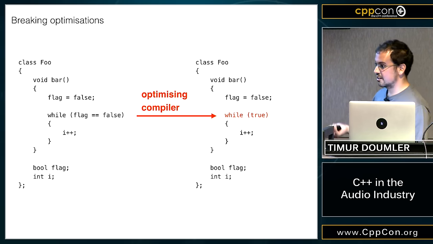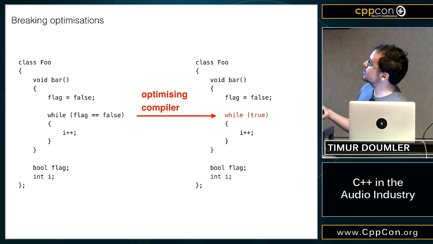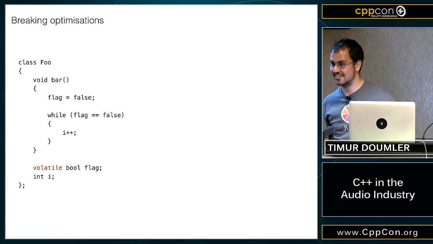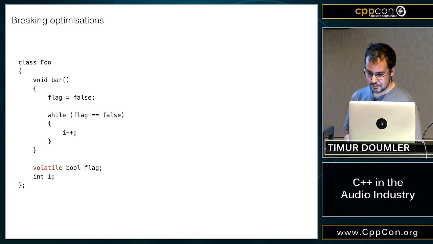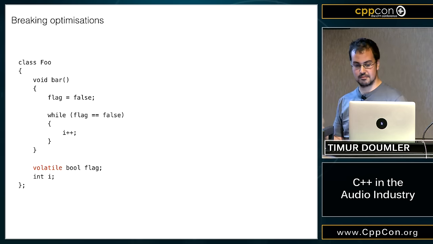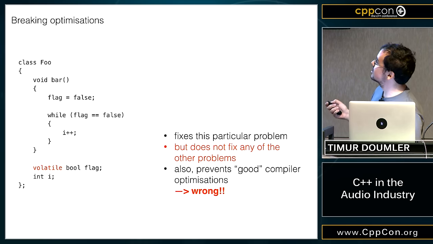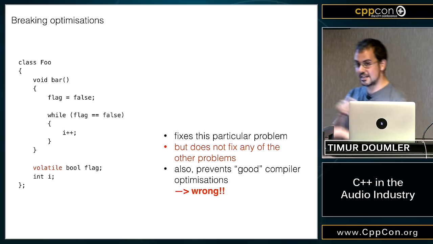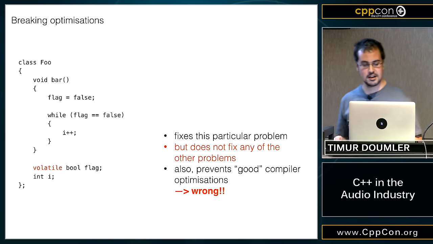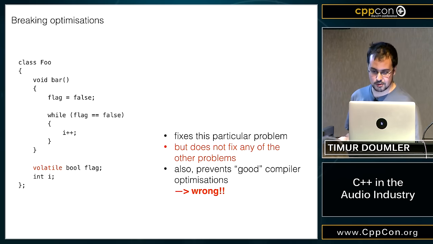So a generation of audio programmers fixed this particular problem with using volatile. Many people would do it this way. And actually, using volatile fixes that particular problem because it tells the compiler, this value can change. Don't optimize on the assumption that it will not change. So this fixes this particular problem, but volatile does not fix any of the other problems. And also, it prevents all compiler optimizations. Some of them are actually maybe good for your code. So volatile is definitely the wrong way to go here.